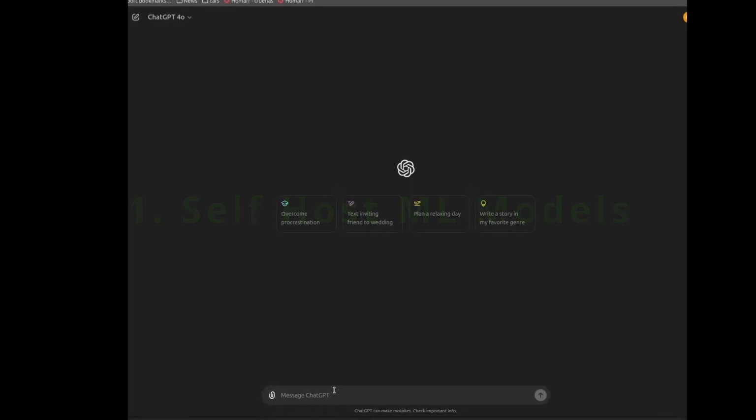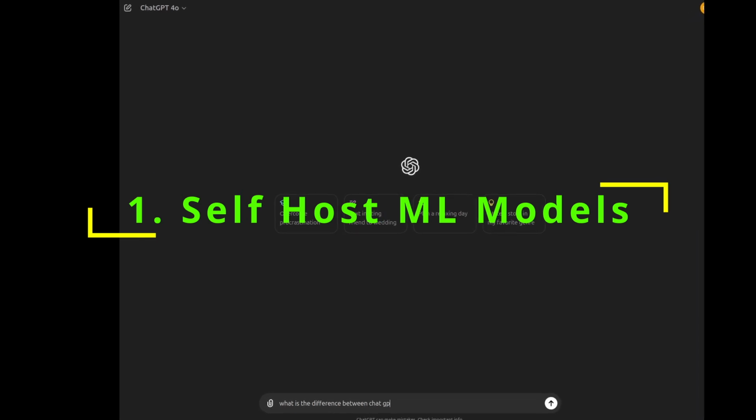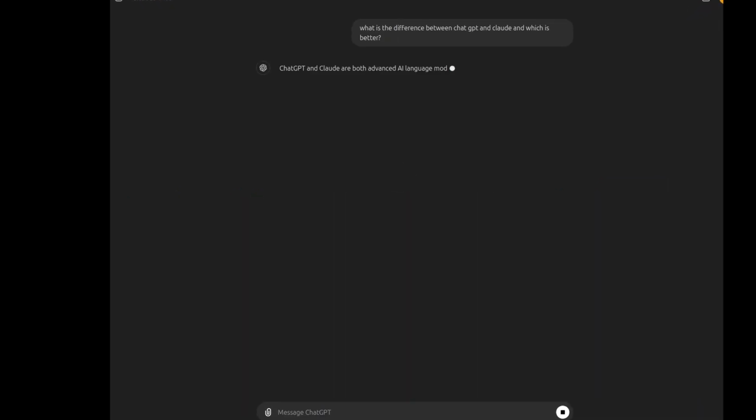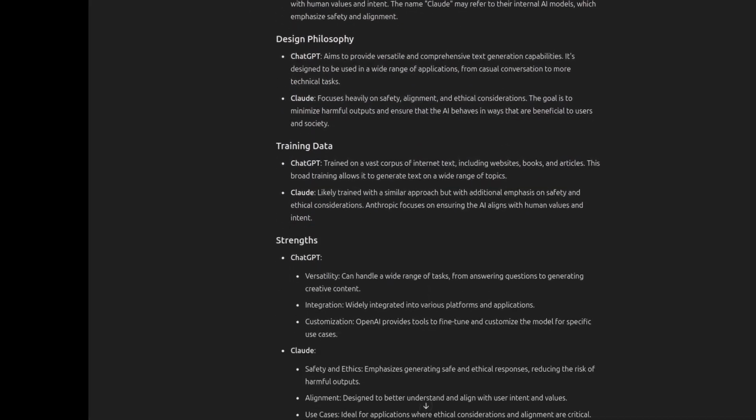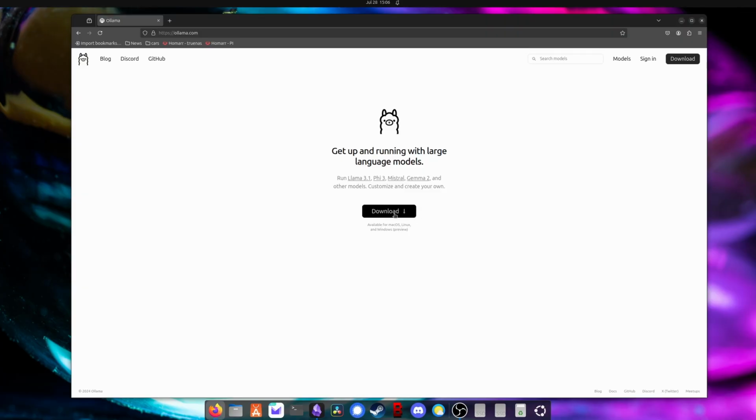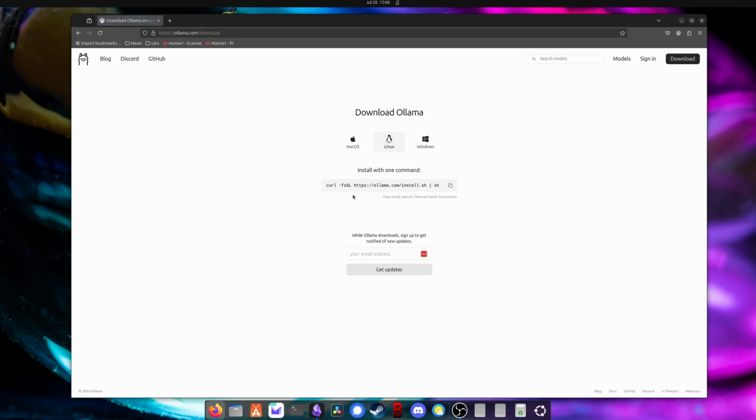All right, idea number one is to self-host machine learning models. Maybe you've played with ChatGPT or Claude, but didn't like the idea of giving your data to cloud providers. Well, using Ollama, you can self-host models in your Homelab and keep your data completely private.